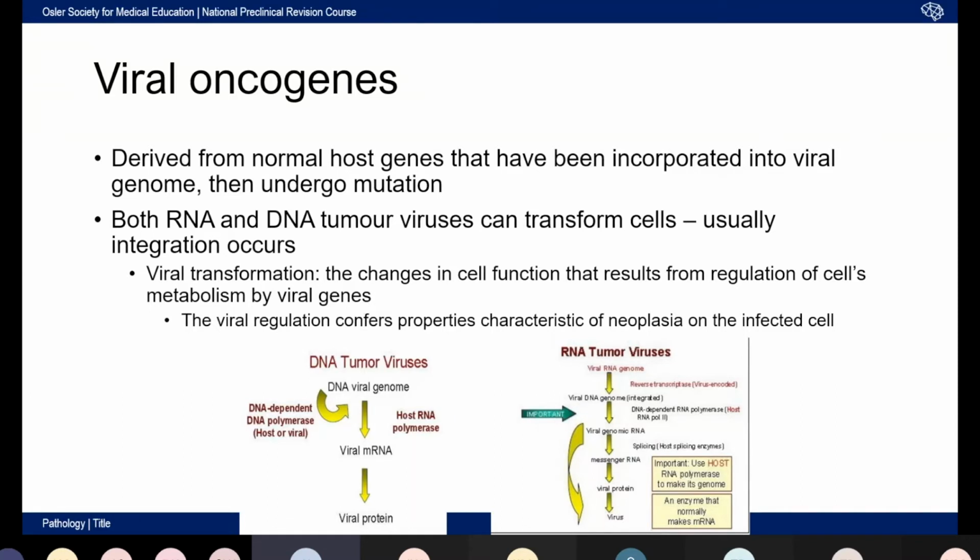Oncogenes were actually first discovered in viruses before they were discovered in humans. Viral oncogenes are developed from normal host genes that have been incorporated into the viral genome when the virus infected a host cell before, and then they undergo mutation in the viral genome, which causes the normal host gene to become an oncogene within the virus. Then, when the virus infects a host cell, it can transform the cell, usually via the integration of the viral gene into the host. And the viral oncogene can then confer properties characteristic of neoplasia on the infected cell.